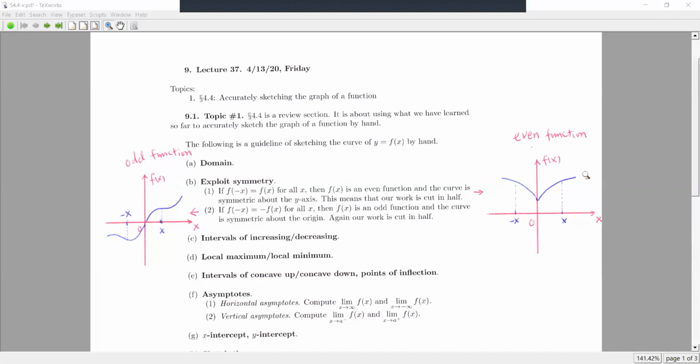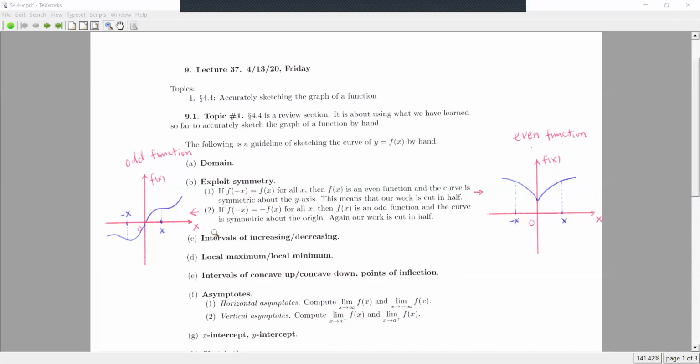So our work can be cut in half. We just need to focus on the sketch on the right half plane. Then, how to know a function is an even function? Have a check with this equation. When this equation is true for any x, then the function is an even function.